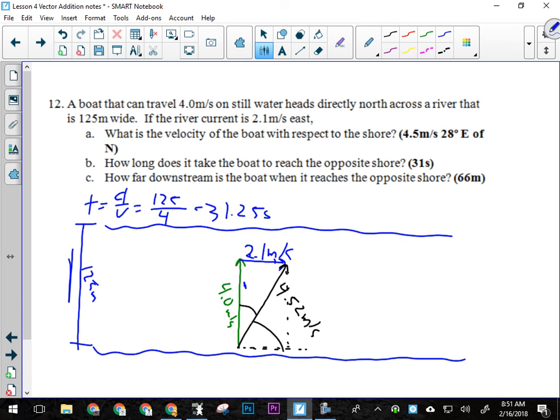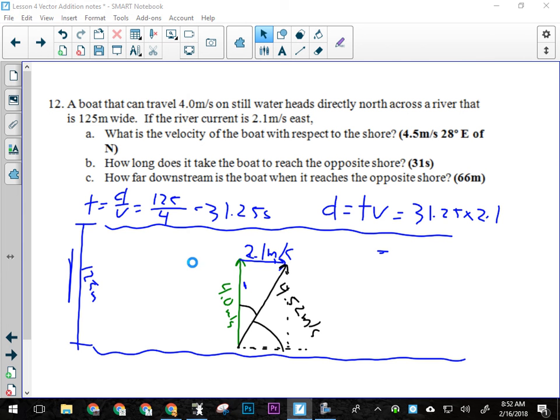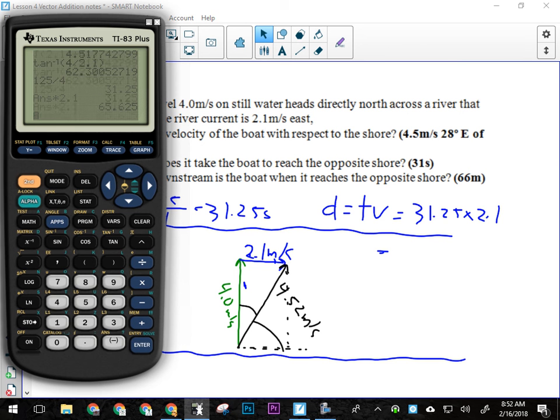Now I can figure out how far downstream I would go. Same formula, just manipulated for d now. So that'll be 31.25 times 2.1. How far downstream will I end up? Well, 66 if I multiply that by 2.1. 66 meters.